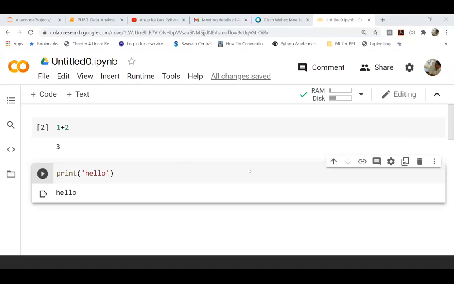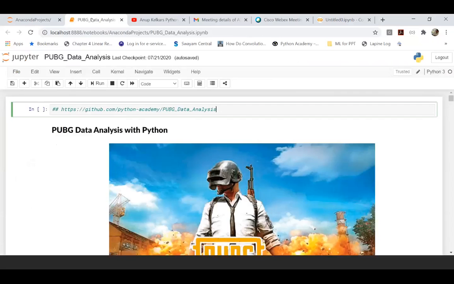Okay. So let me open. I have done this code in Jupyter. So I will just show you the Jupyter file for that. Let me see if it is shareable. Yes, it is shareable. I will increase the font. And let me share this.